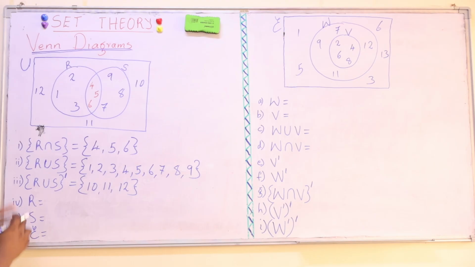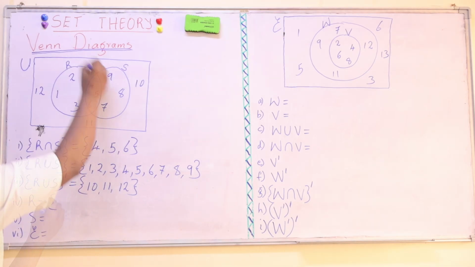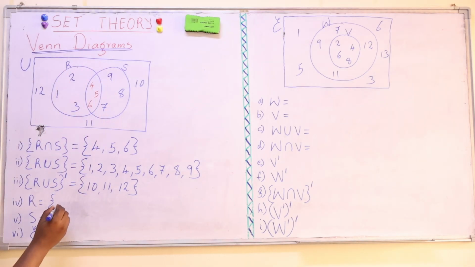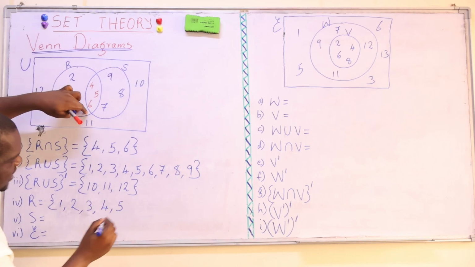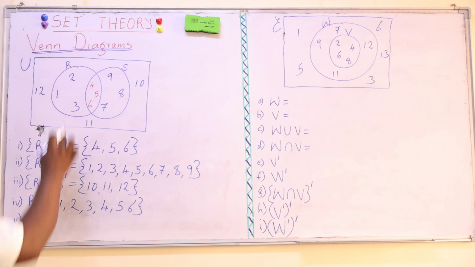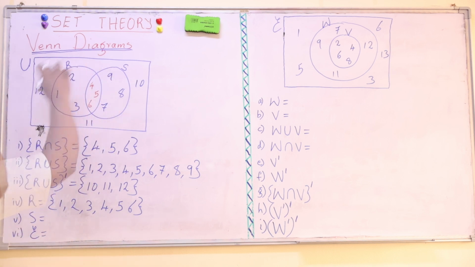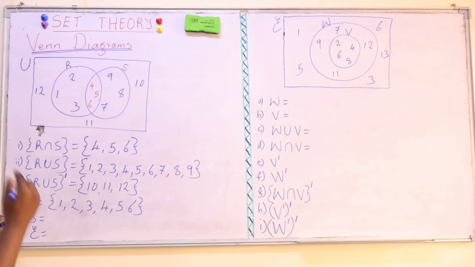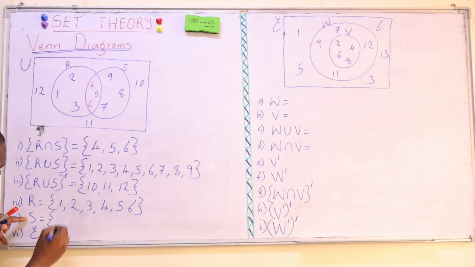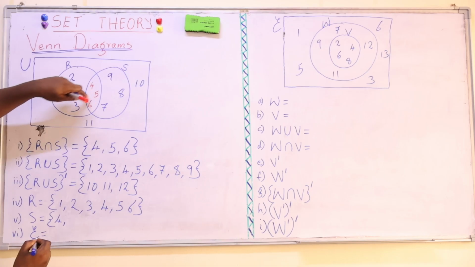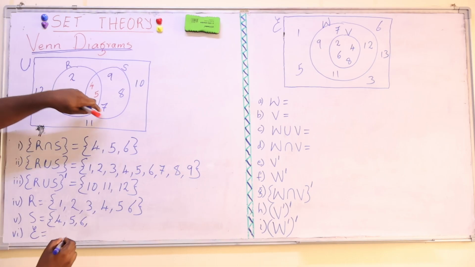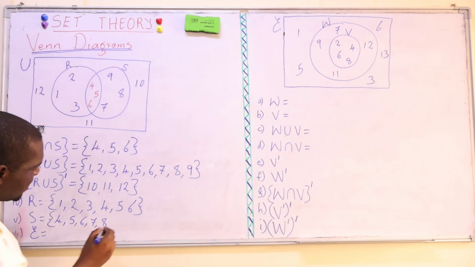Alright, let's go to the next question. So let's look at R. Starting from the list, we have 1, 2, 3, 4, 5, 6. These are the elements in the set R. Let's look at the set S. Starting from the least element as well. The least element is 4. So we start from 4, 5, 6, 7, 8, and 9.